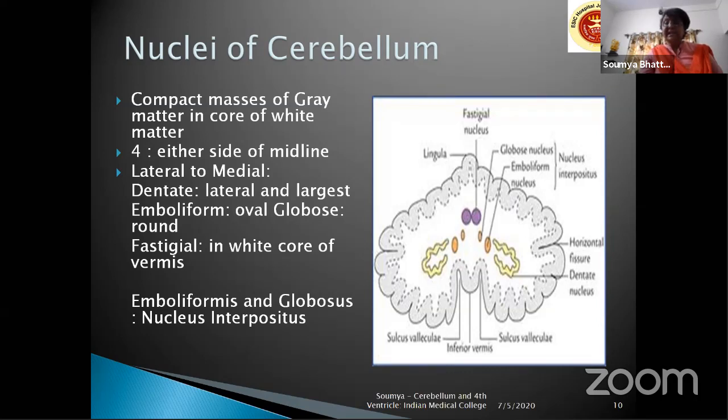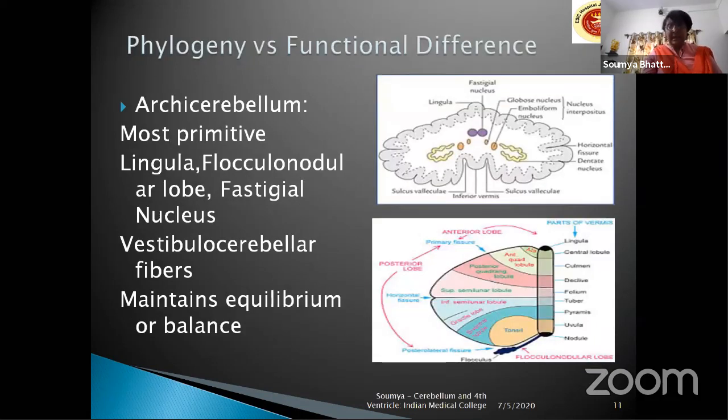So you can see all four nuclei. Color them up as it has been colored. And you can put the same color for globose and emboliform because together they are known as nucleus interpositus. This is an important slide. We will see why this is very important. Coming to the next slide.